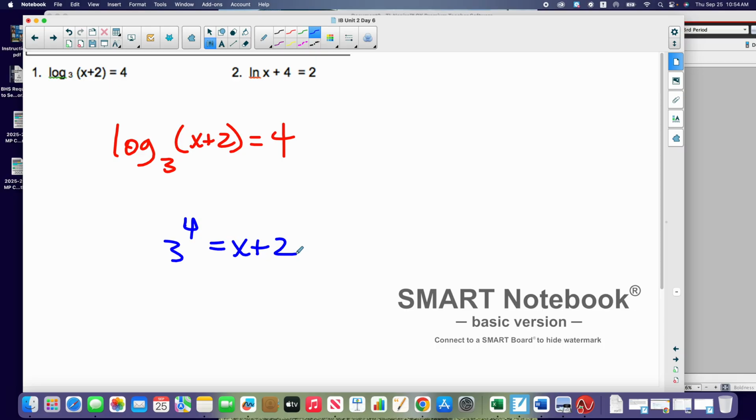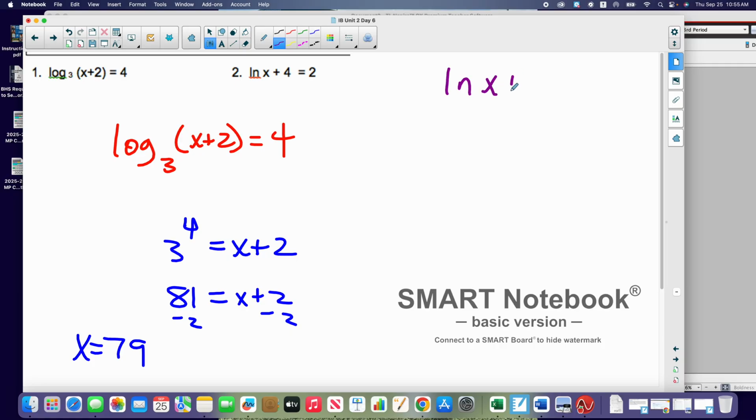Have we seen 3 to the 4th power today? 81. Hopefully that one you know now because we've seen it about 3 times. And now just subtract 2. So x is equal to 79. Okay? All right. Last problem of the day.